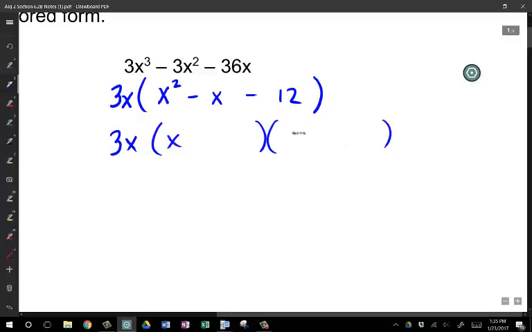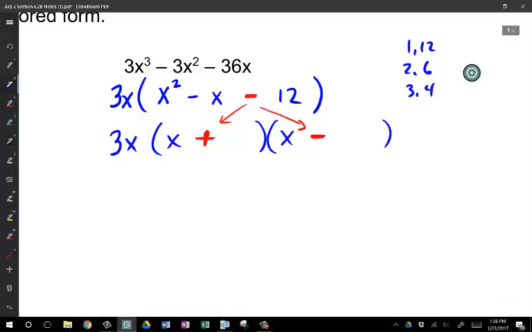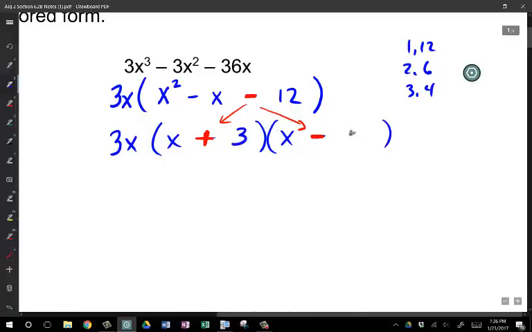Jessica, what are my signs? Plus or minus, because of that minus there. All right, and then what are my factors of 12? Let's see, 1 and 12, 2 and 6, 3 and 4. Which one combines to negative 1x? 3 and 4? Okay, which is positive, which is negative? 3 is positive, so positive 3, negative 4. There we go.